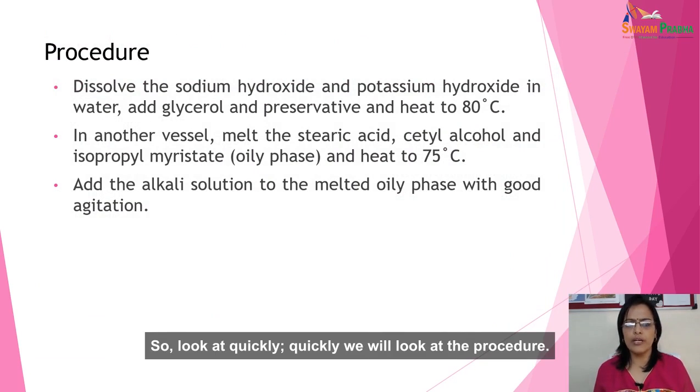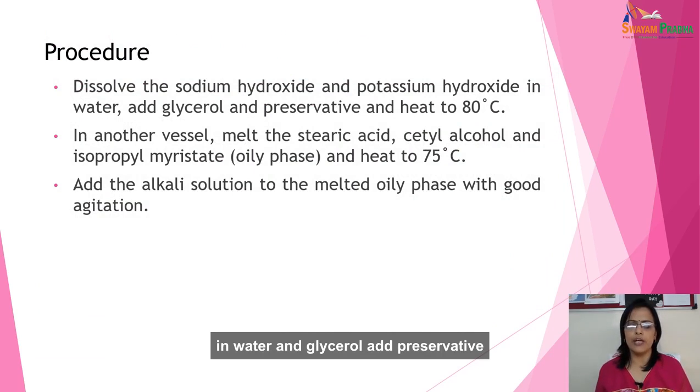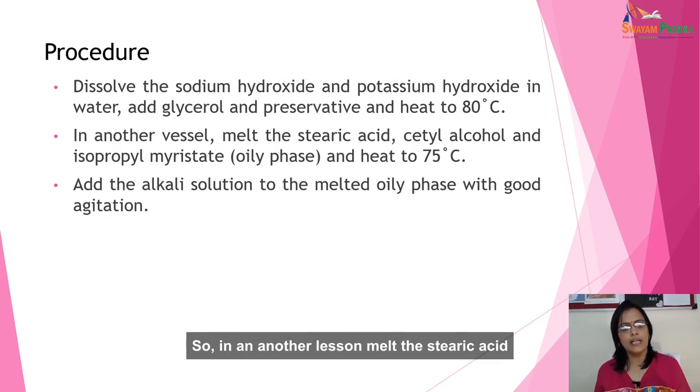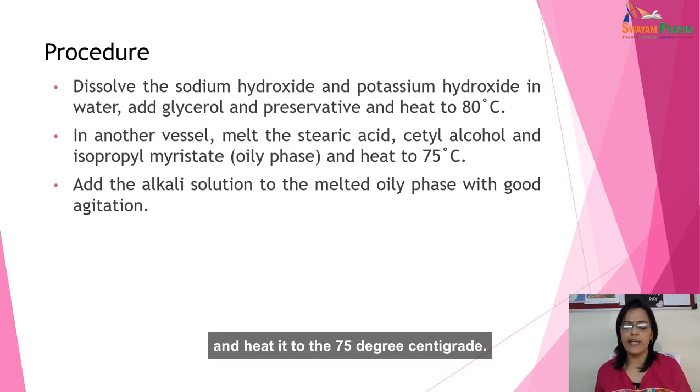So quickly we will look at the procedure. What you have to do? You have to dissolve sodium hydroxide and potassium hydroxide in water, add glycerol and preservative, and heat it to 80 degrees centigrade. In another vessel, melt the stearic acid, add cetyl alcohol and isopropyl myristate. These are the oil phase, and heat it to 75 degrees centigrade.